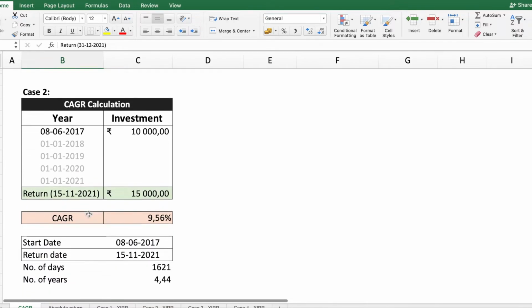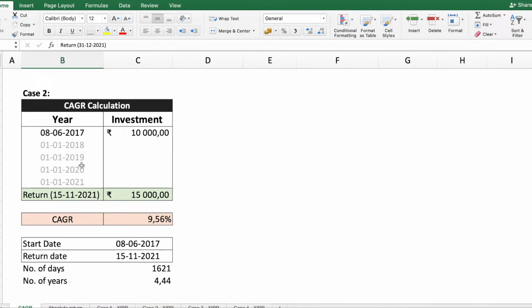So I have given another example, the same thing, but it was invested on the 8th June, and we are checking the final value on 15th November 2021, with the same amount of 10,000, and suppose we have received 15,000 on this day, 15th November 2021. Then how to calculate CAGR? How do we know how many years it was invested? By looking at these dates, can you say how many years? Of course not. It's not so easy. So I will give you a tip.